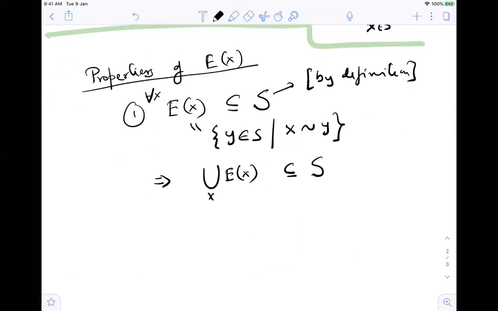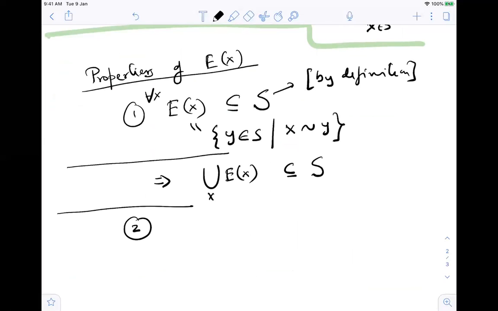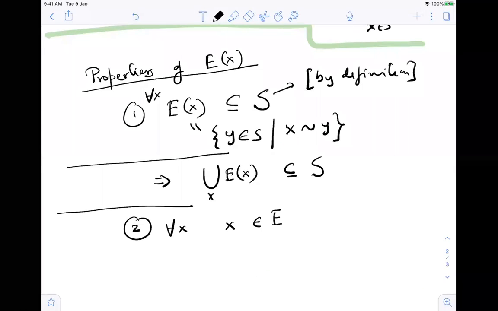Now the other half. One thing I can first note is another property that you can think of. Okay, so this is a property and this is an observation. This is what follows from it: for all X, X is an element of E of X. Now this is the first time I am going to use the property that the relation is an equivalence relation.